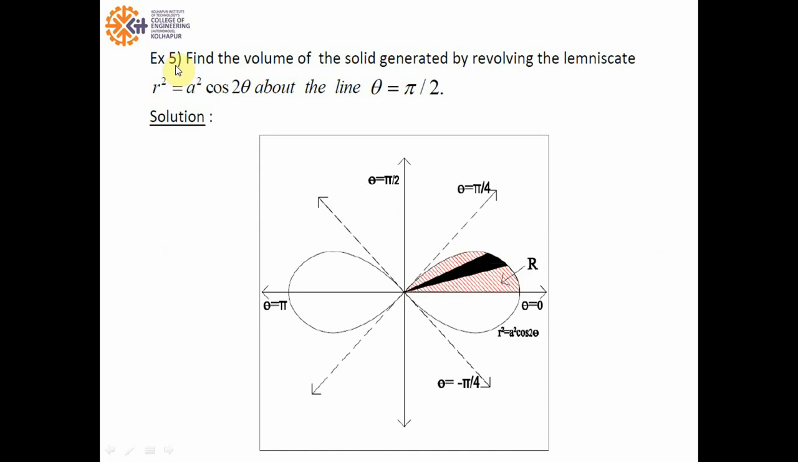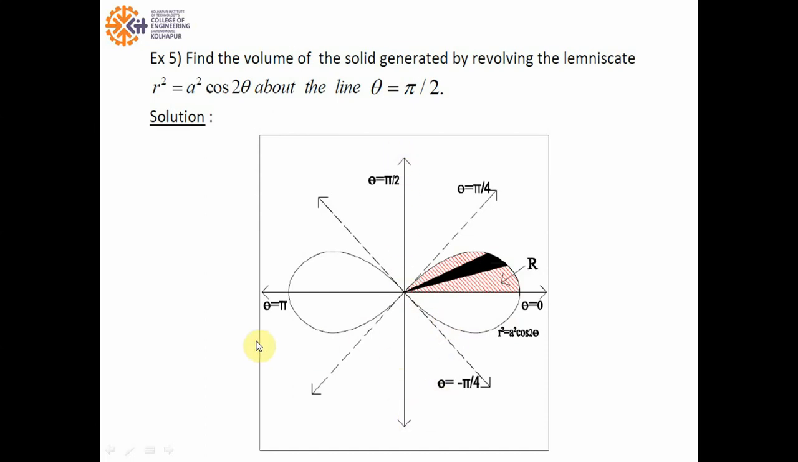And let us consider the last example. Find the volume of the solid generated by revolving the lemniscate r² = a² cos 2θ about the line θ = π/2. So this is the curve r² = a² cos 2θ, and we revolve this right-hand side loop about the line θ = π/2, which means in the Cartesian coordinate system we revolve this area about the y-axis.